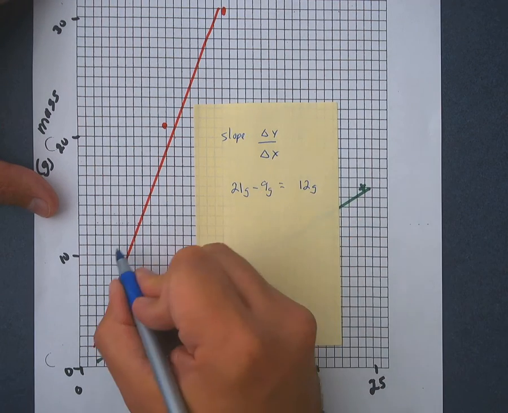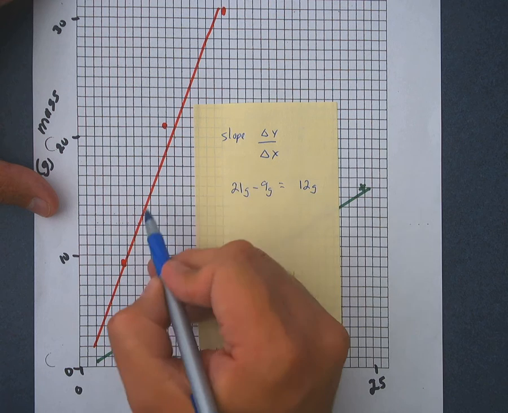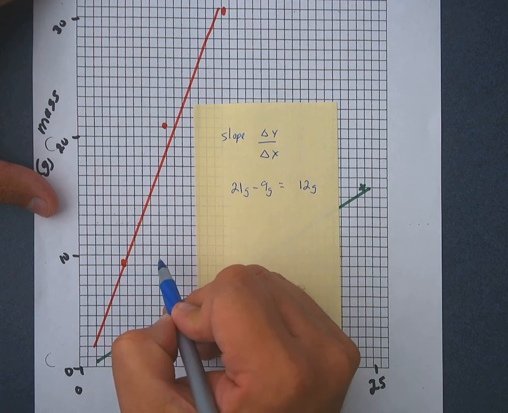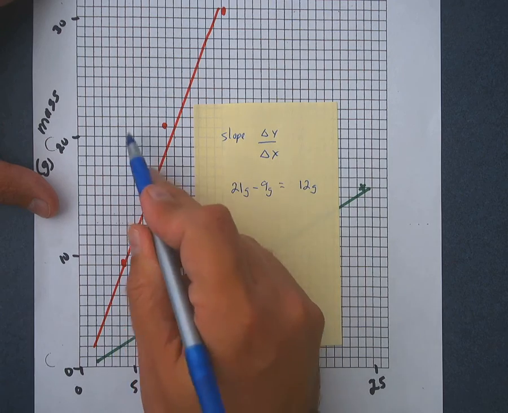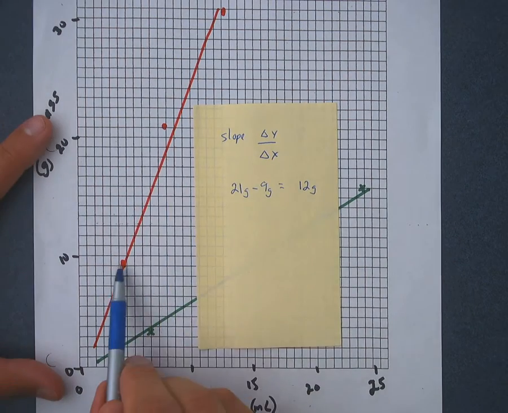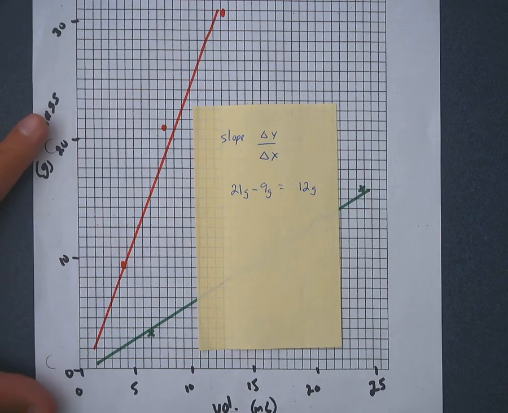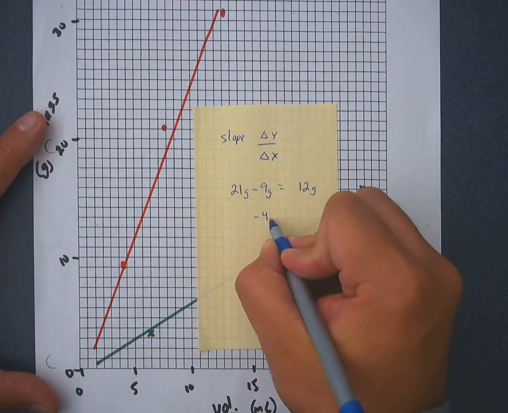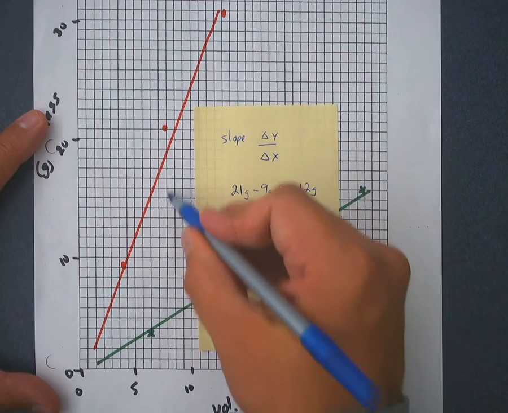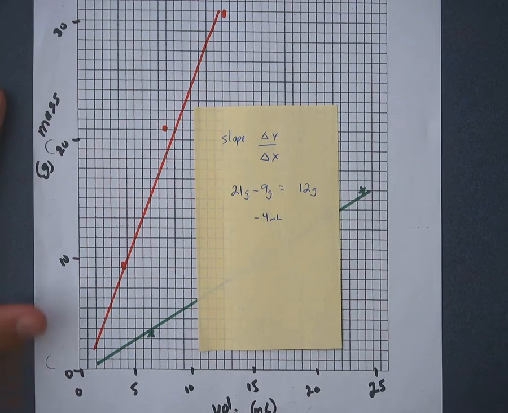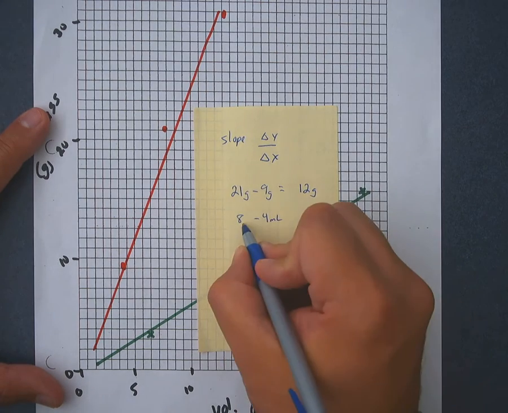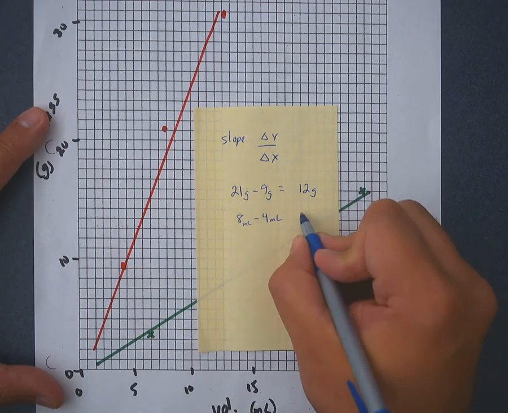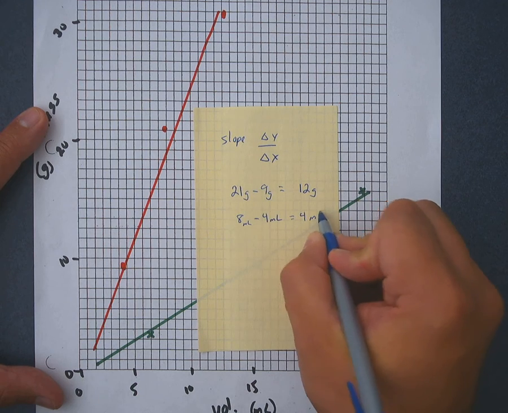But I also have to take the same two dots and see how much it ran over. Remember, this was our rise, our change in y. To go from this dot to this dot, we're doing our run. This dot looks a little bit less than 5, so let's say that's 4 milliliters. And this dot looks like, I don't know, between 5 and 10, so let's say it's 8. So 8 milliliters minus 4 milliliters equals 4 milliliters.